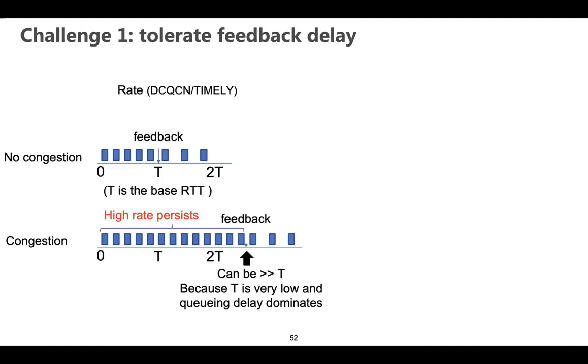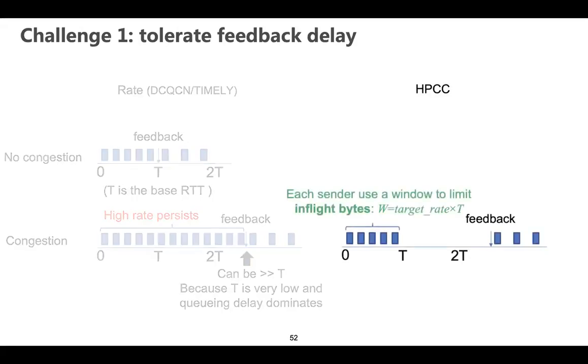So in order to solve this problem in HPCC, we let each sender also have a window to limit the number of inflight bytes. So that even when the congestion happens, even if the feedback gets delayed a lot, it will send a limited number of packets. The size of the window is determined by this formula, which is guaranteed in theory to guarantee the target sending rate.